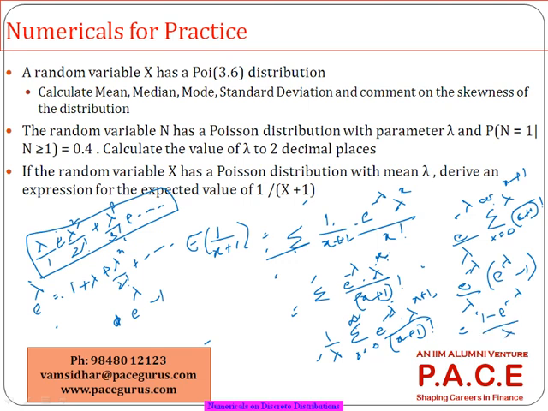A couple of things you have to remember in this case is, whenever you have this form, lambda power n by n factorial kind of summation, you can very well look at the e power lambda expansion.